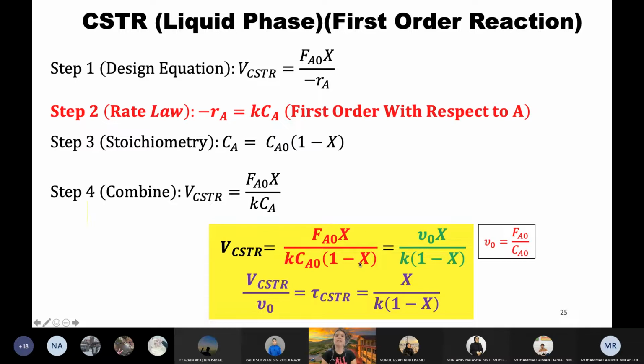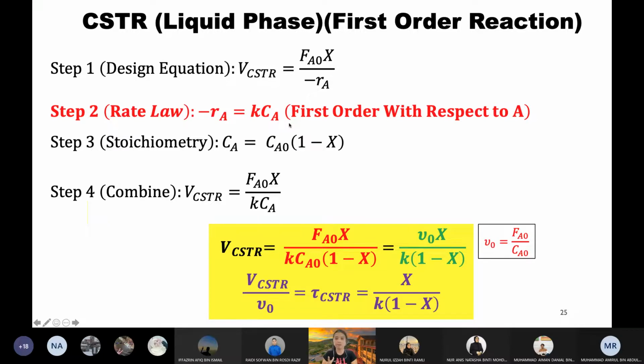So that's why we learn to express concentration. Sebab writing Ca, kita tak measure Ca. We always measure in terms of X and terms of Ca0. Okay, so become K Ca0 1 minus X. So done. So you can see the red part is basically you dah derive design equation to find the volume of a CSTR if the reaction is a first order with respect to A.